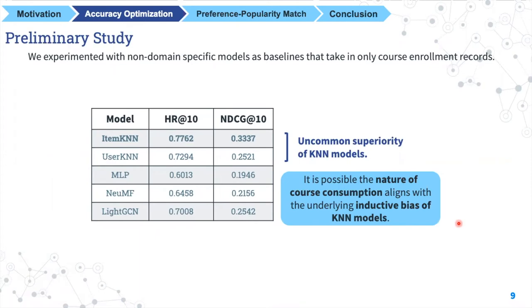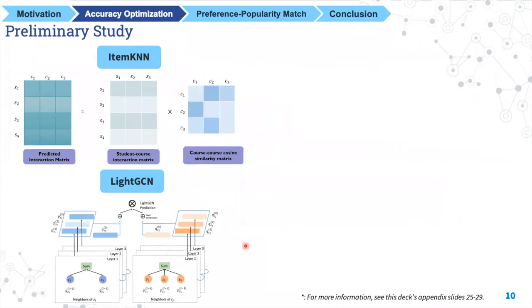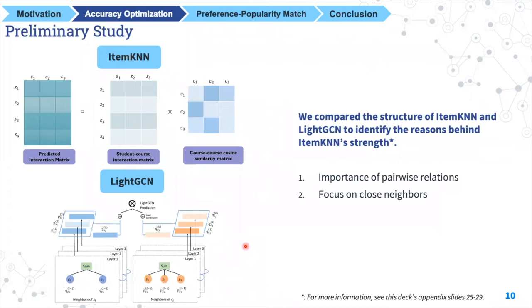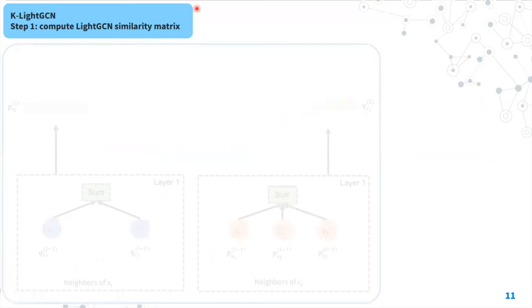To better understand the outstanding performance of KNN models, we compared it with the best performing deep learning model like GCN and identified two factors that contribute to item KNN's success. The first one being the importance of pairwise relations, and the second being its focus on close neighbors. Inspired by these two characteristics, we proposed our own model, K-LightGCN, for accuracy optimization.